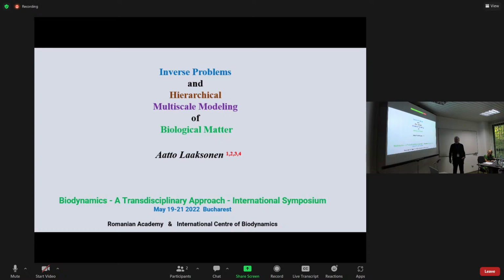Today it's about in silico studies, and this title is basically also the outline of my talk. So I will first tell you something about inverse problems and how to solve them. Then I will focus on hierarchies in biomolecular structures. And then I will introduce a method we developed in our group, which is quite general, but I show examples on how to use it to study biological matter.